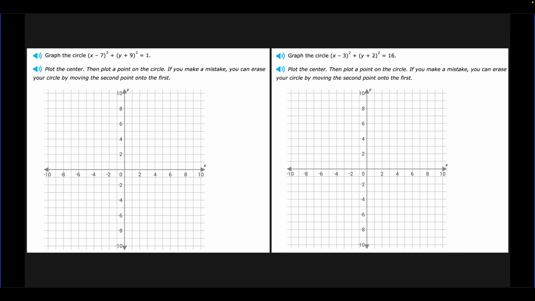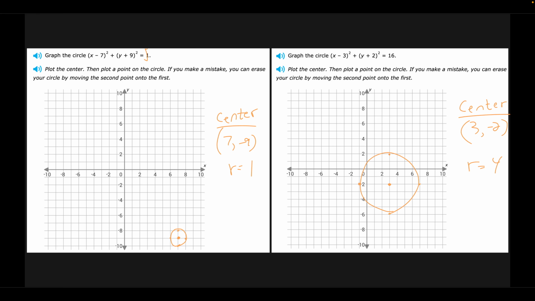Okay, now you've had time to work these problems, let's check your solutions. For the first problem, your center is at 7, -9, and your radius is 1, the square root of 1. And so here is the graph. And for the second problem, the center was at 3, -2, and your radius is 4, so here is the graph.